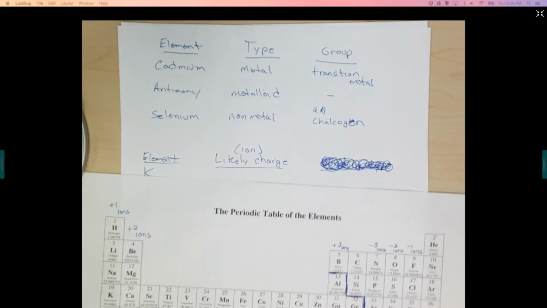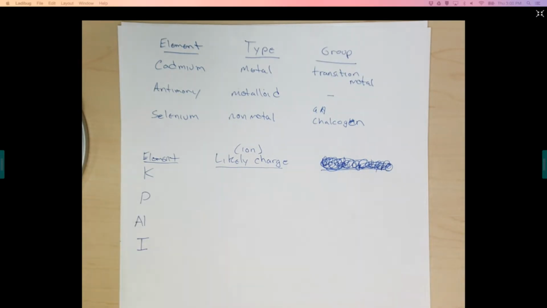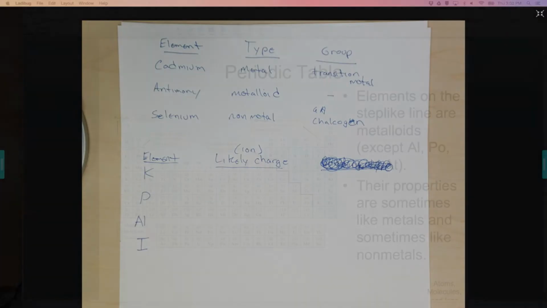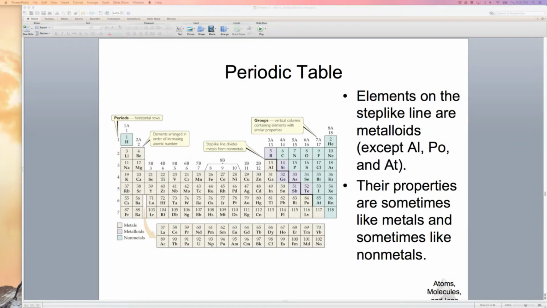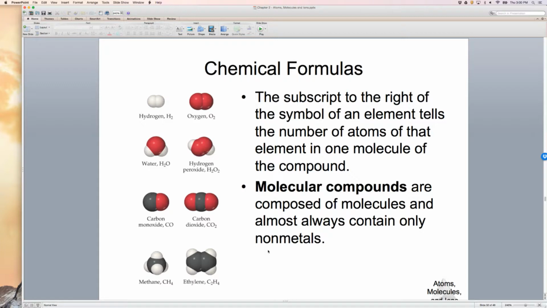Makes it a chalcogen. Okay, so there's a couple different examples of the things that you need to be able to do for this particular portion of the content. All right, so once we know if something is a metal, a non-metal, or a metalloid, then we need to know how it behaves with other elements.